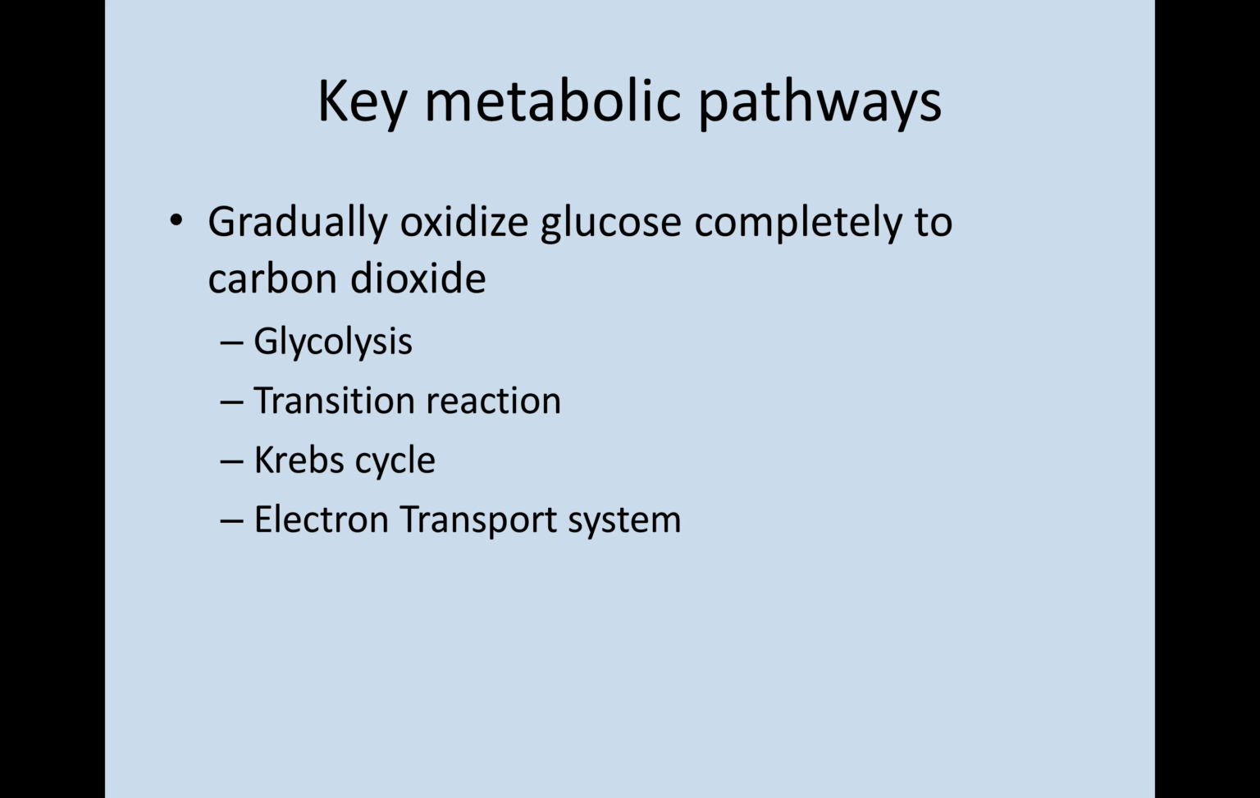So looking at the key metabolic pathways that we'll look at here, we're going to gradually oxidize glucose to basically break it down completely to carbon dioxide. So glucose is a 6-carbon sugar, and we're going to break it down into basically carbon dioxide and water. So we're going to look at glycolysis, the transition reaction, also referred to as the synthesis of acetyl-CoA, Krebs cycle, and the electron transport system.